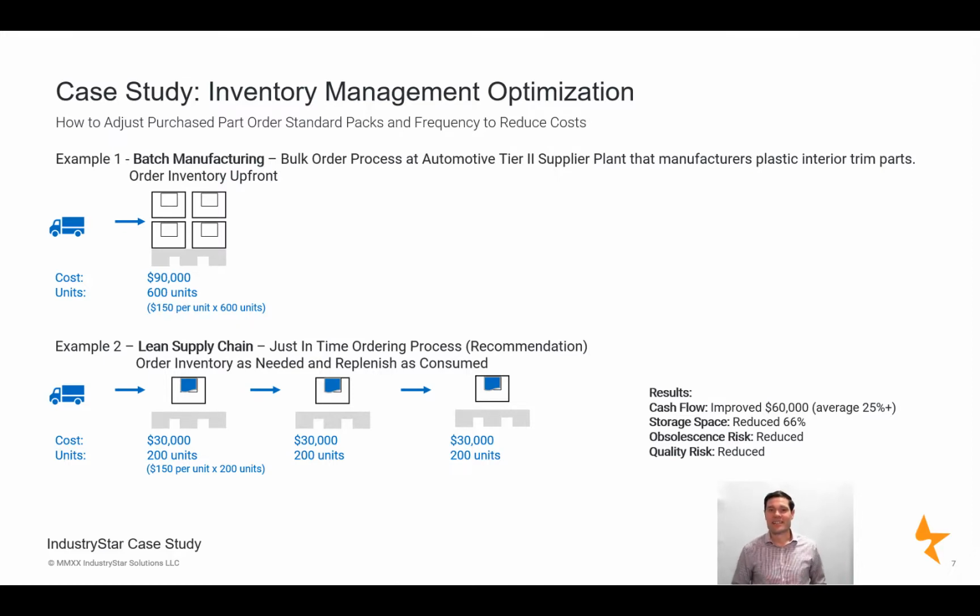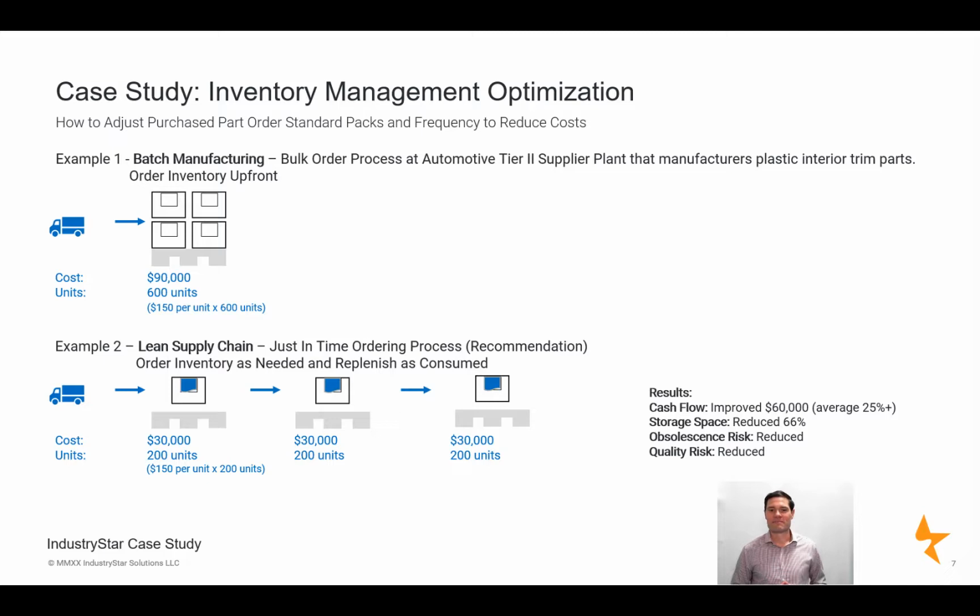Second, the action. The team transitioned from a batch manufacturing bulk order process to a lean supply chain just-in-time ordering process using eKanban. Inventory was only ordered when it was needed and pulled through by production when parts were consumed. The materials planning logistics team leveraged IndustryStar's collaborative productivity, supply performance system software, and eKanban template. And supply chain solutions team to assess current state data, clean the data, recommend optimizations, specifically adjusting purchase order standard packs and frequency to reduce cost.